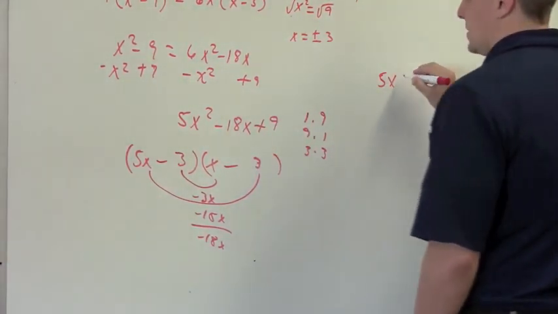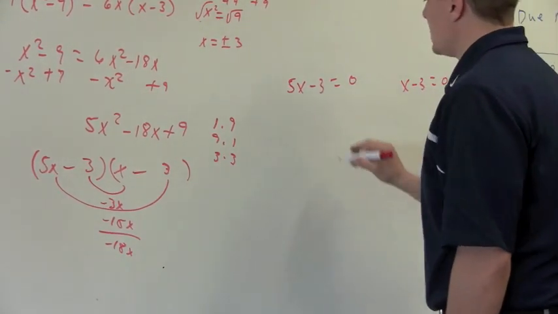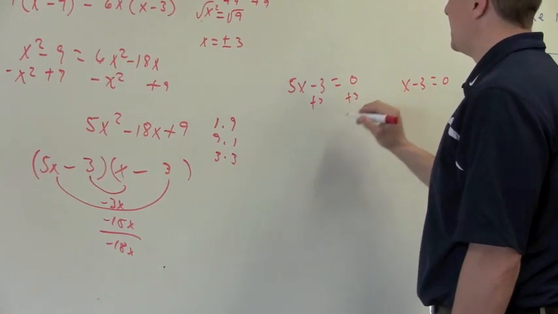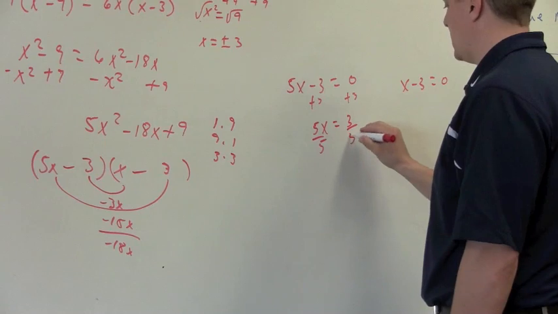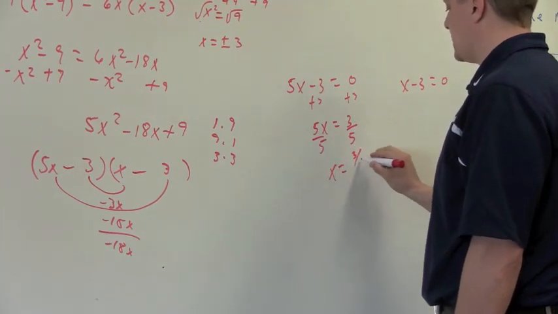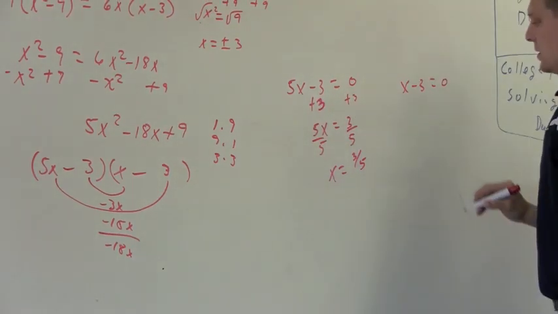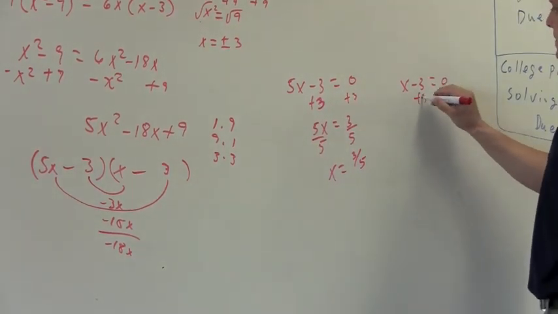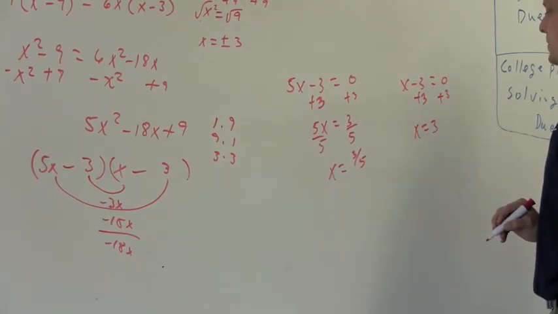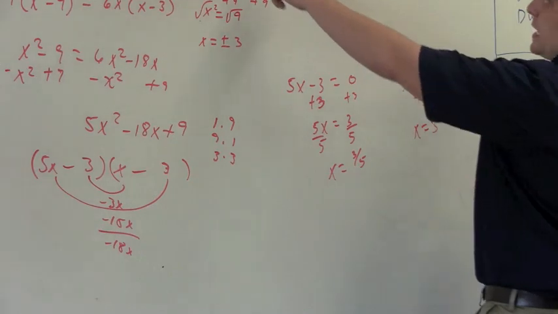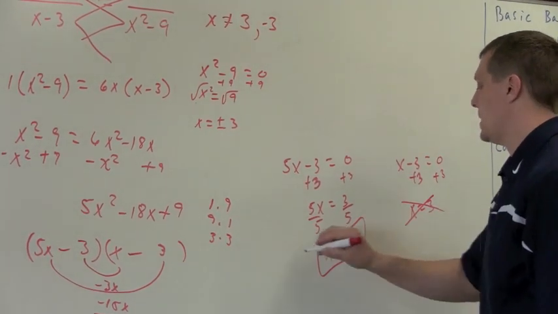Take my factors, set them equal to 0. Add the 3. 5x equals 3, divided by 5. X is equal to 3/5. And by the way, here we add 3. X is equal to 3. So we check to see what x can't be. Well, it can't be 3. So that one's out. This one's in.